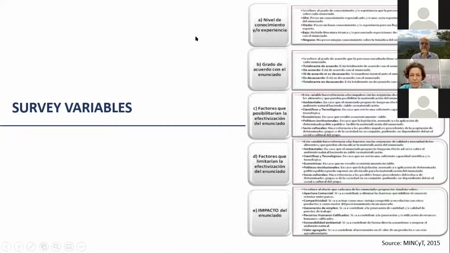Why? So the expert will evaluate the knowledge. The expert said it was according to the statement. What are the factors that make this statement possible? The limitations and the impacts, with the same structure as the first project.